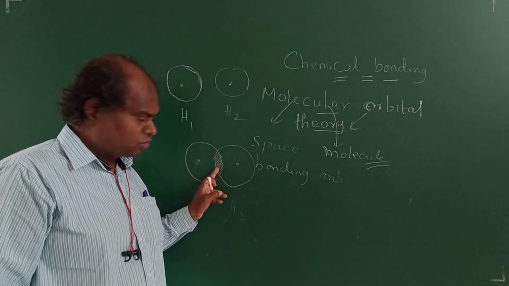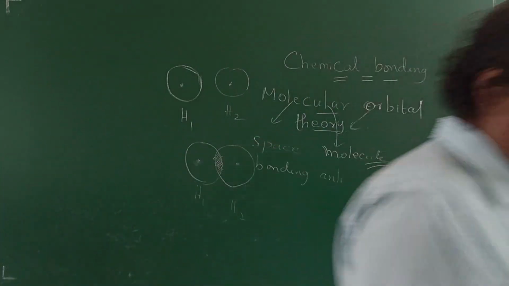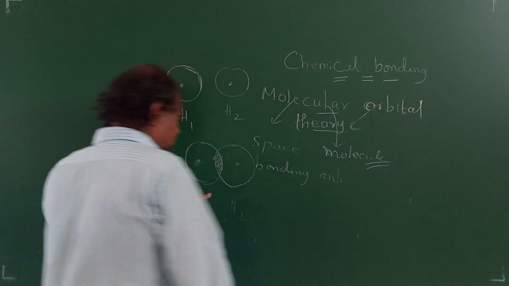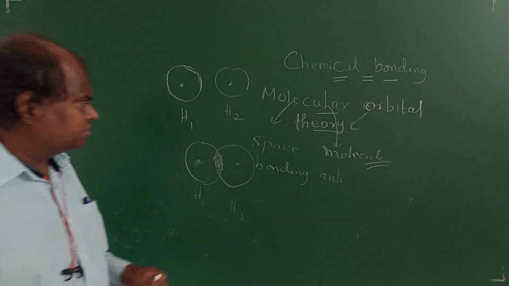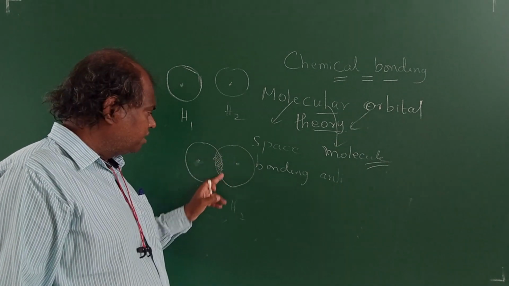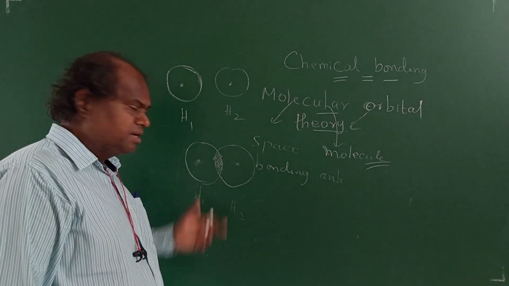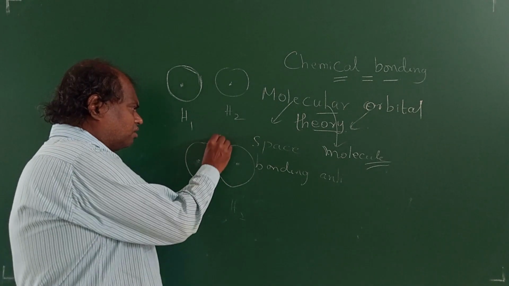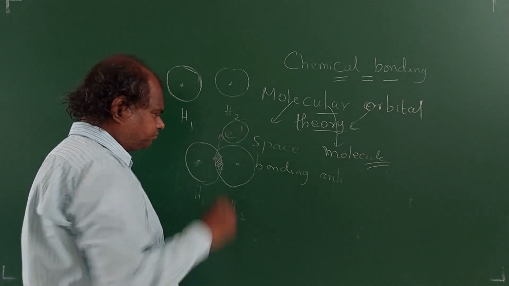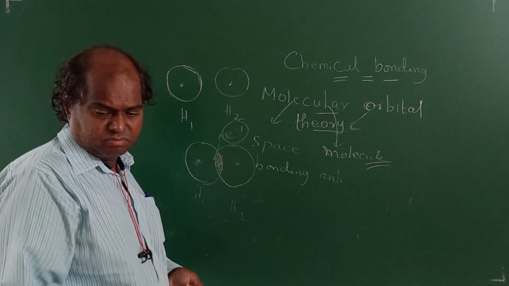I hope you are able to see. So this region is called the bonding molecular orbital, the common region. Electrons will spend most of the time here only. This is called bonding.